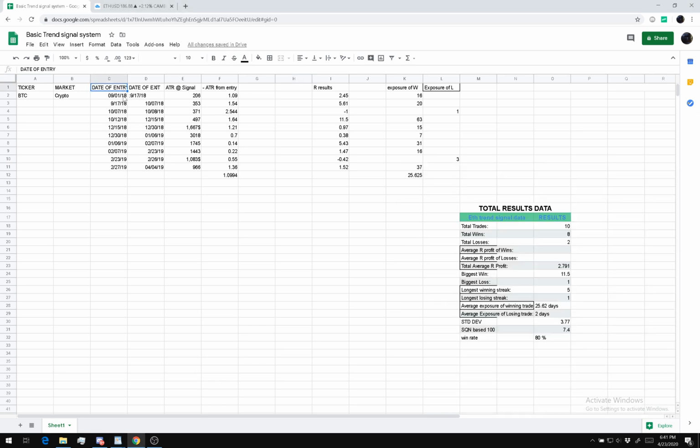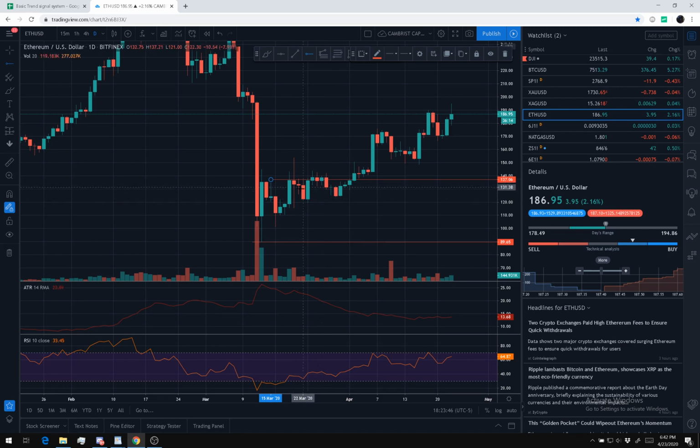I collected the date of entry, the date of exit, what was the ATR at the signal, and then here, what was the negative ATR that we faced. So let me show you. So let's use this example. So we entered here at the open of this red candle, and let's say we exited up here on this green candle. We would measure from our entry down to the bottom of however much it ran against me. So it ran against me $17.